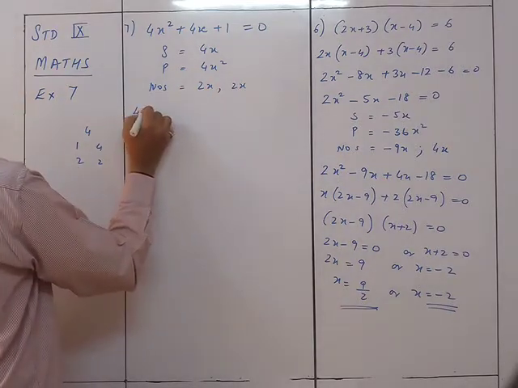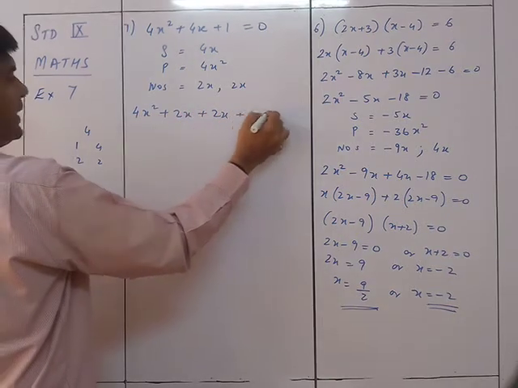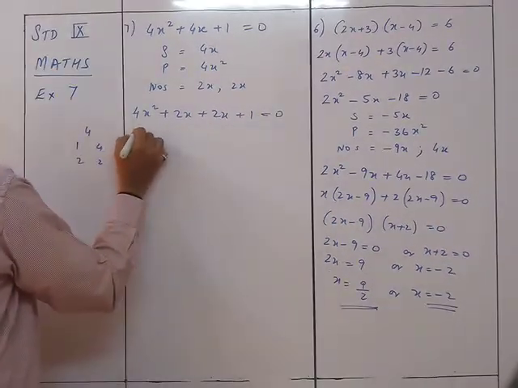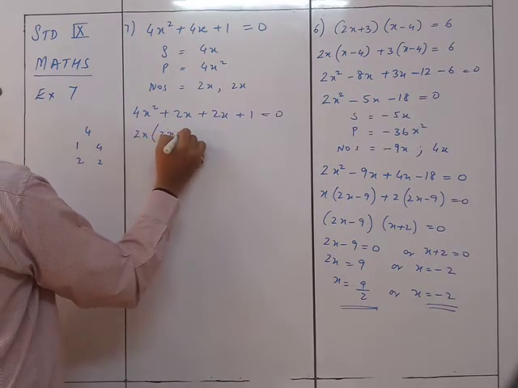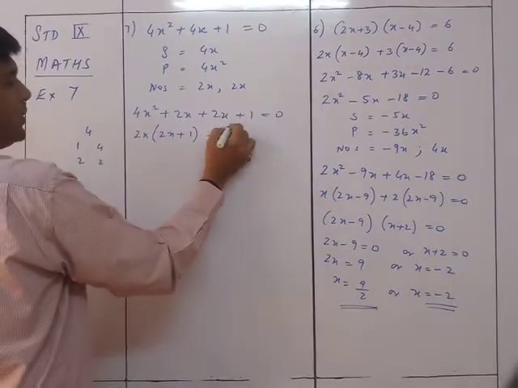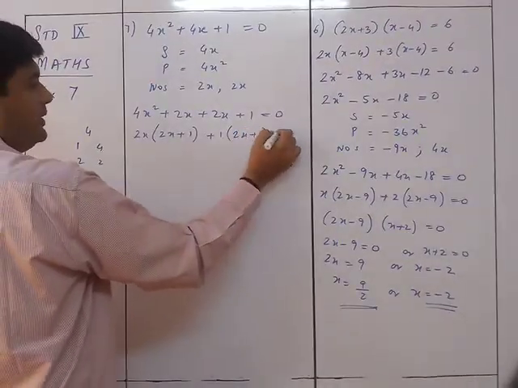So this gives you 4x² + 2x + 2x + 1 = 0. So 2x will be common. You get 2x(2x + 1) plus 1 common. Nothing is common, so that's 1. So (2x + 1)(2x + 1) = 0.